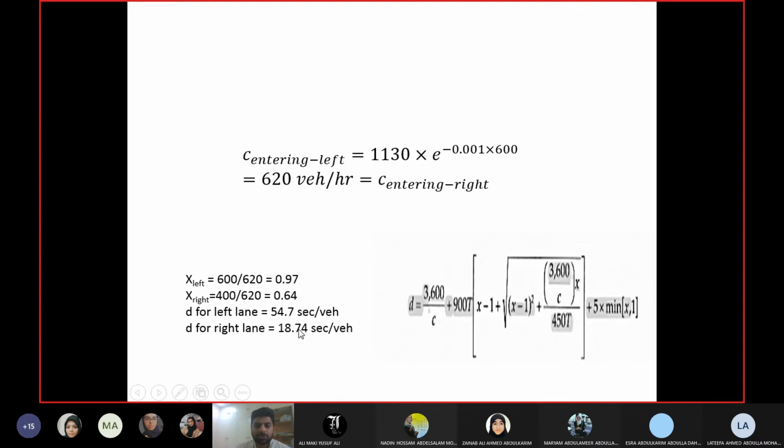So this shows you that delay and volume are not linearly proportional to each other. You cannot say, I will add 10 vehicles and the delay will increase by half a second. No, maybe you add 10 vehicles and delay increases by 10 seconds or 20 seconds. So delay and volume are not in a linear relationship. They are not increasing at a constant rate. The delay increases rapidly even if there is a small change in volume.